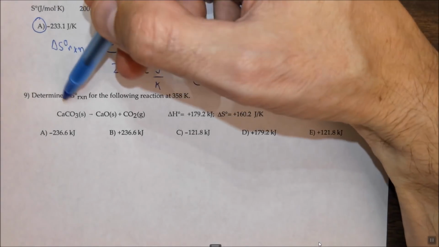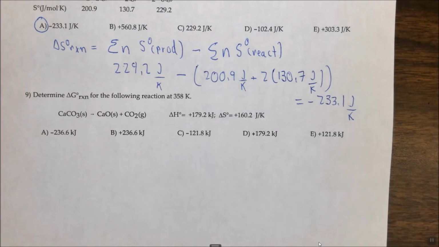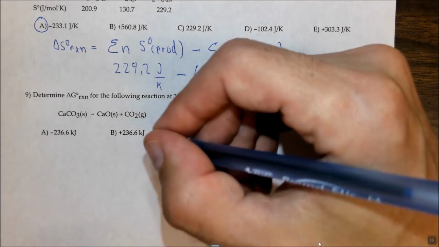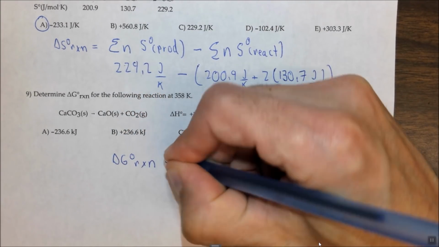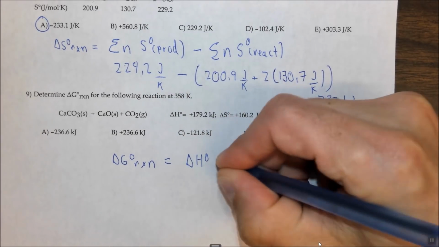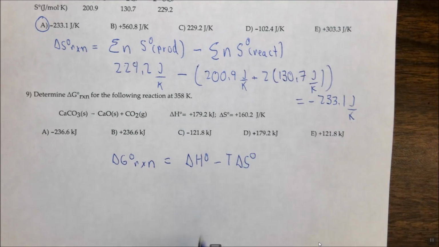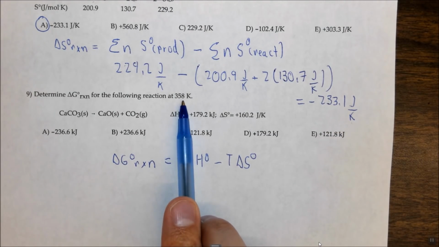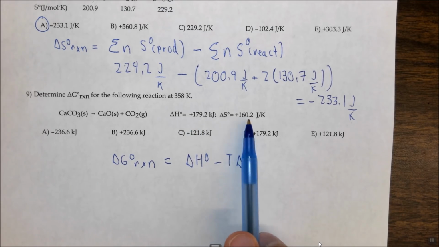Question 9 says, determine delta G naught reaction for the following reaction at 358 K. So this is similar to a previous question that we did, I believe number 6, except in that case we set it equal to 0, and here we're actually trying to find the delta G. So delta G naught of this reaction is equal to delta H naught minus T delta S naught. Well, before we plug in, we're given temperature in Kelvin, we're given delta H naught, and we're given delta S naught. We need to convert this to kilojoules.